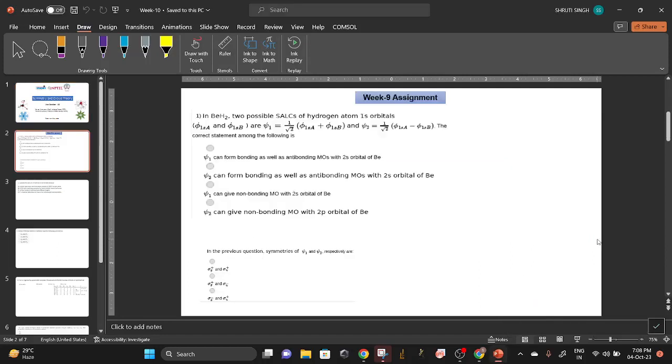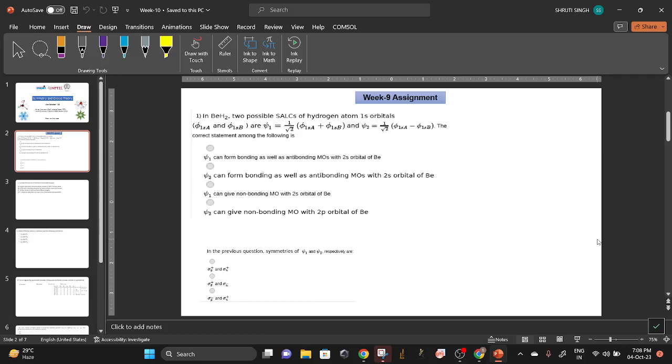Okay, so the first question is: in BeH2, two possible SALCs of hydrogen atom 1s orbital, psi1s A and psi1s B, are this and this. So the correct statement among the following. Psi1 can form bonding as well as antibonding MOs with 2s. Psi2 can form bonding as well as antibonding with 2s.